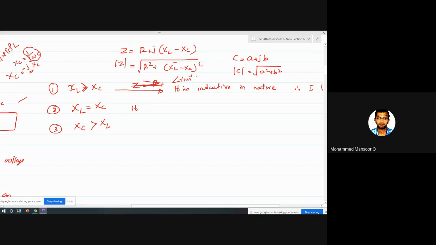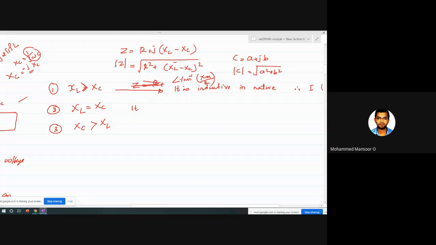tan inverse of the net reactance divided by R. Clear? If the net reactance is more, then the angle will increase or decrease accordingly. Clear? So it depends on XL and XC, which we will discuss later.